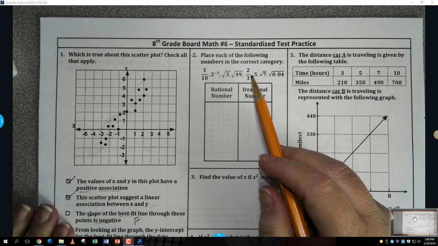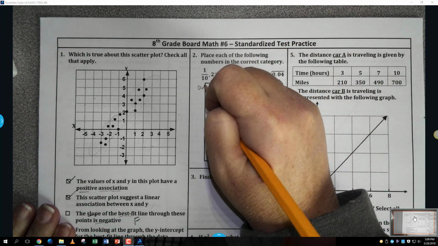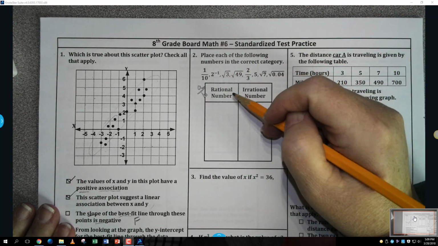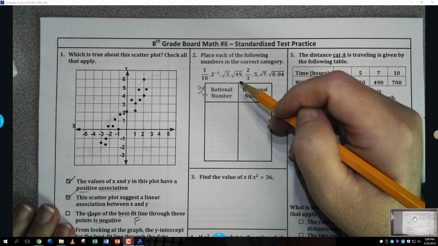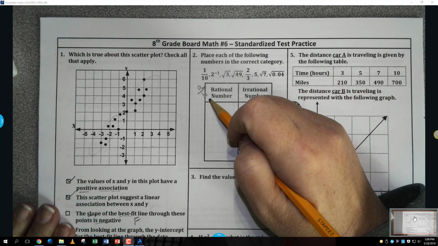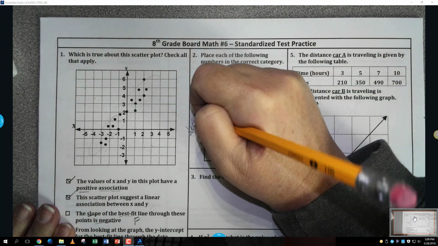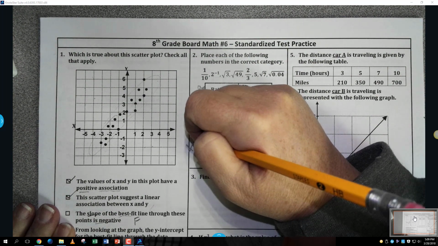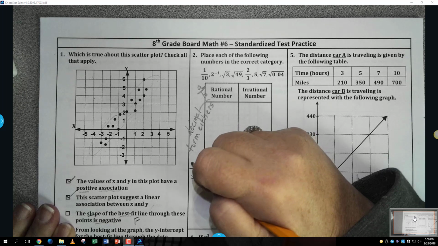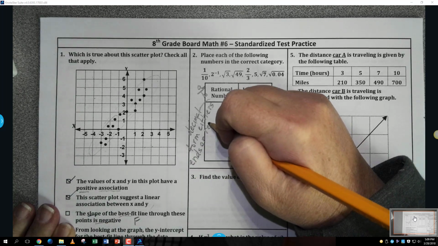Place each of the following numbers in the correct category. A rational number can be written in the form of a over b, in other words, as a fraction. Also, a rational number, if you look at the decimal form, either ends, or what's called terminates, or it repeats.